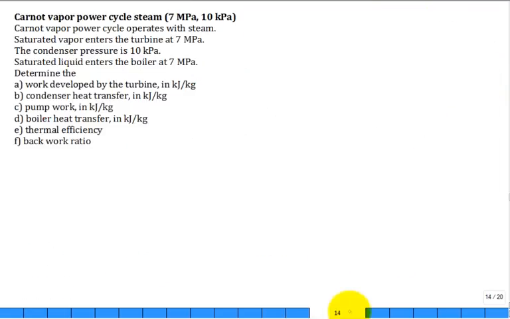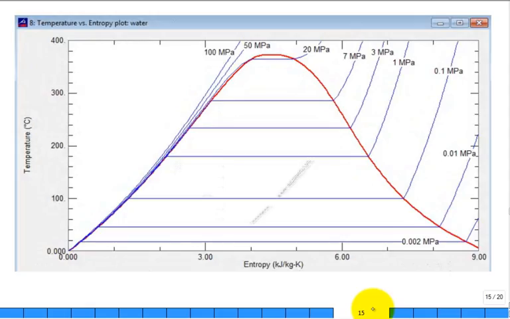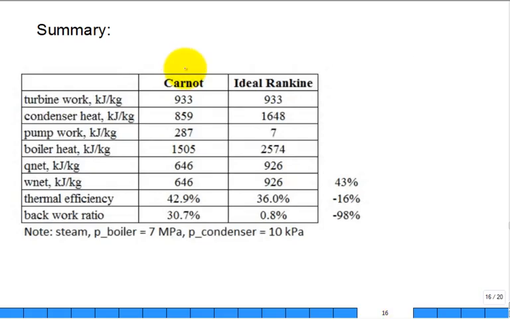You should be able to do this. You should be able to say, go back, 7 megapascal boiler pressure, 10 kilopascal condenser pressure. Analyze a steam Carnot vapor power cycle. Just do that. When you do that, I've summarized all the tools. You can make that comparison.